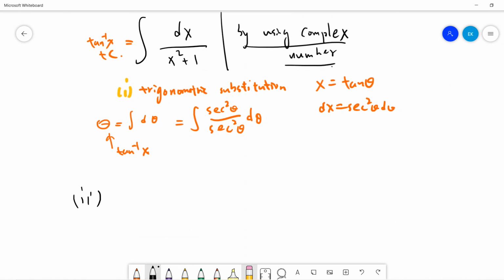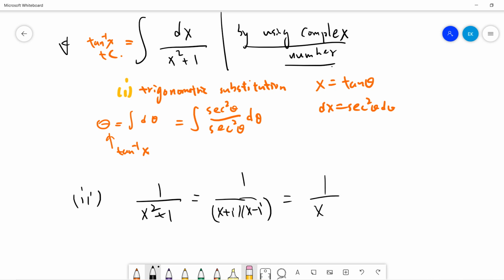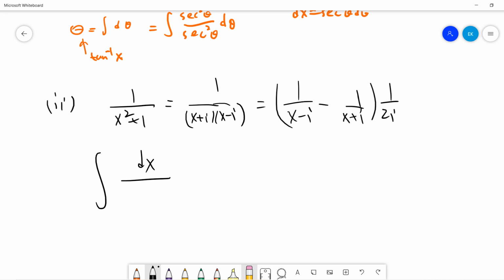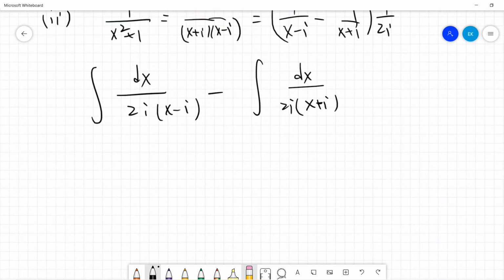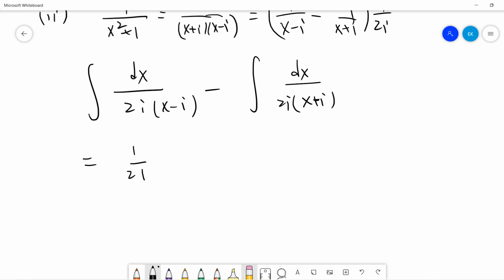Now let's go to the second solution. Our main goal is to use the so-called complex number. It is easy to change x squared plus 1 to be x plus i times x minus i. So this can turn into 1 over x minus i minus 1 over x plus i, times 1 divided by 2i. Simple integration will give you dx over 2i(x minus i) minus dx over 2i(x plus i).